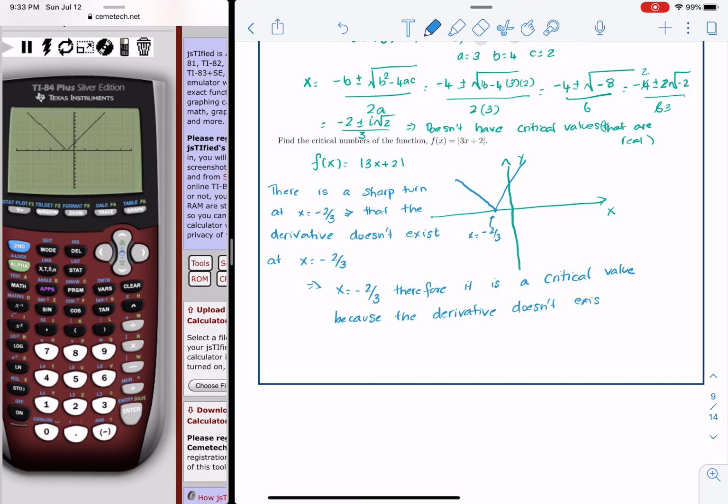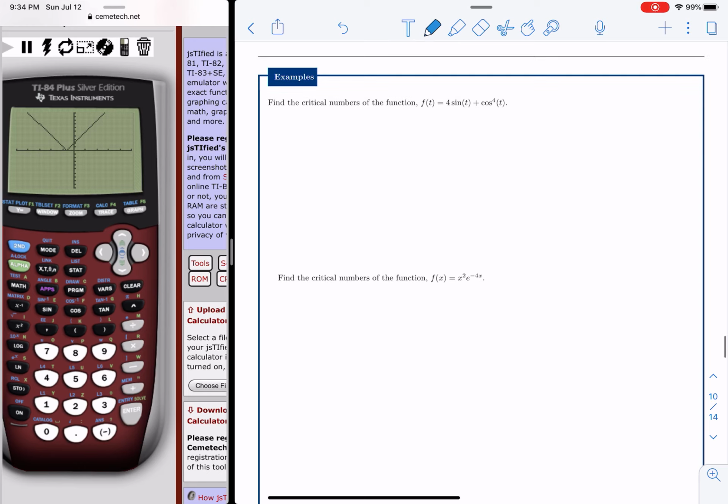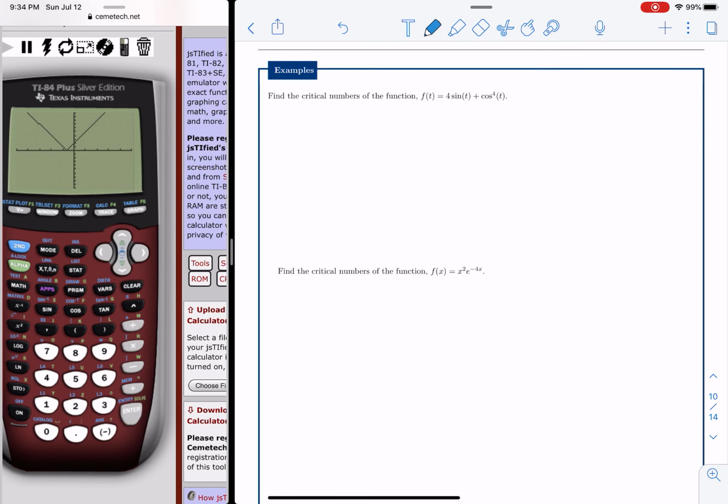So for us to call a number a critical number or a critical value, the derivative either must equal 0 at that point, or it must not exist at that point. So this is a case where the derivative doesn't exist and we end up getting a critical value. Now we have trigonometric functions and we want to find the critical values. So the first step is to find the derivative.